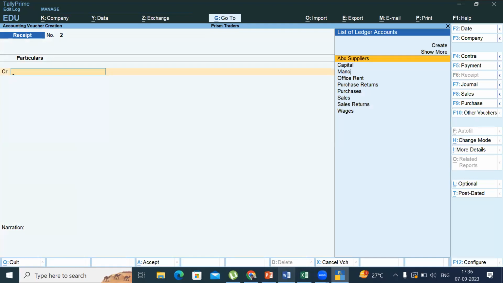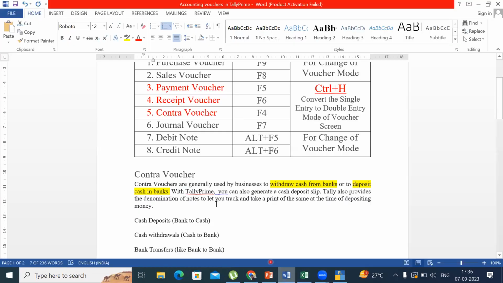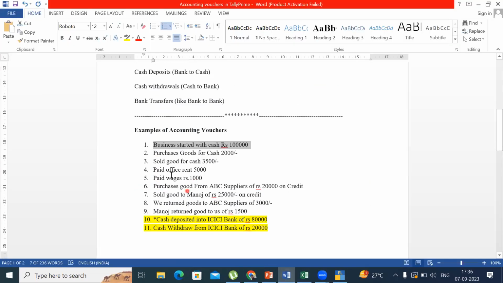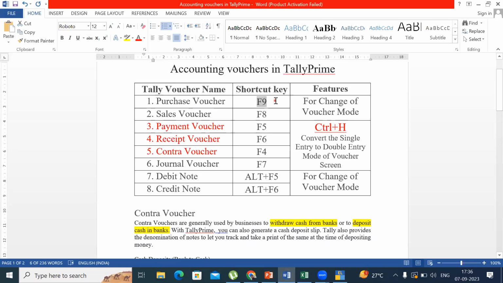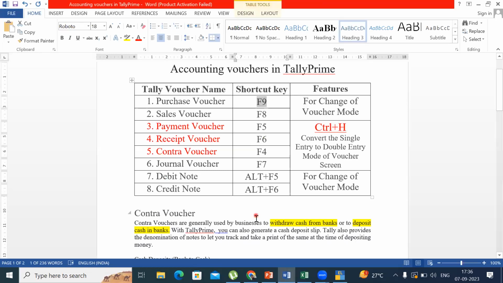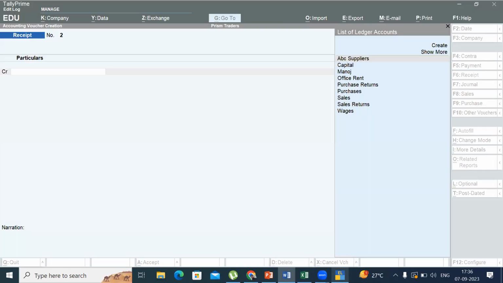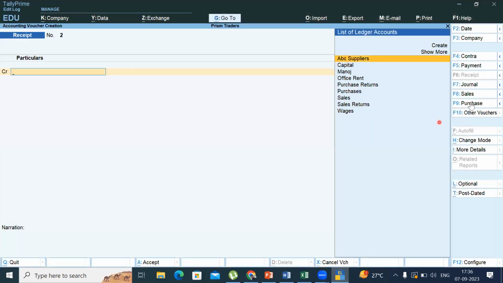See guys, out of 11 transactions, we have successfully done the first transaction. In the same way, I'll show you one more transaction as an example: purchased goods for cash. That means the transaction was a cash purchase. The entry will be purchase account debit to cash. So a purchase transaction always uses which voucher? Purchase voucher only. That means F9. Yes sir, no, the shortcut key is what? F9. So purchase account debit to cash. Just click on purchase voucher.